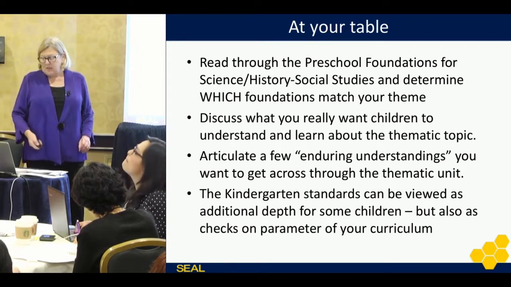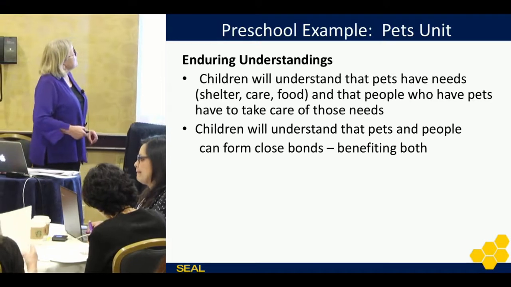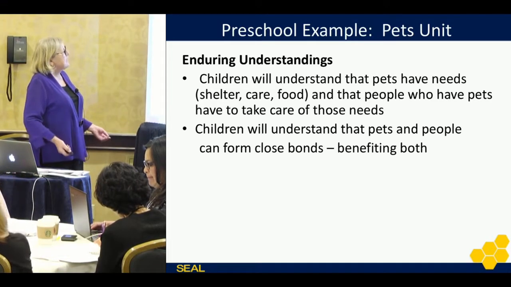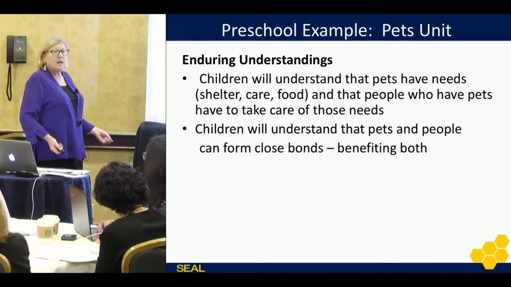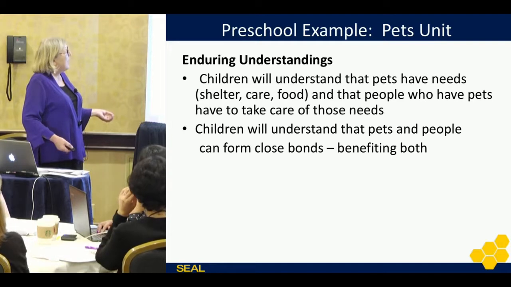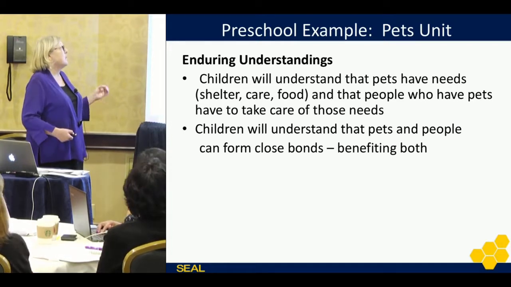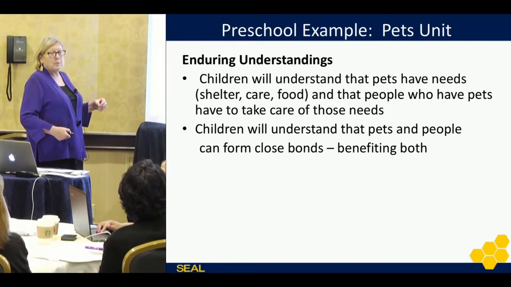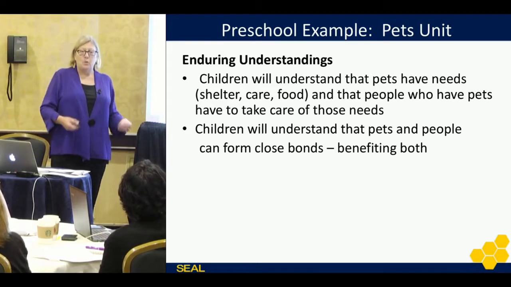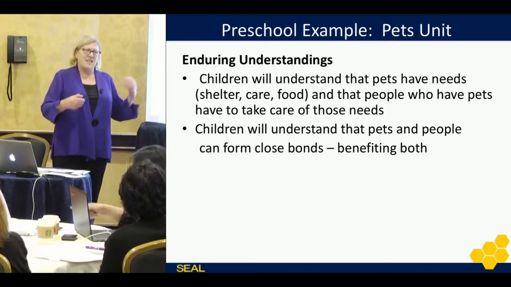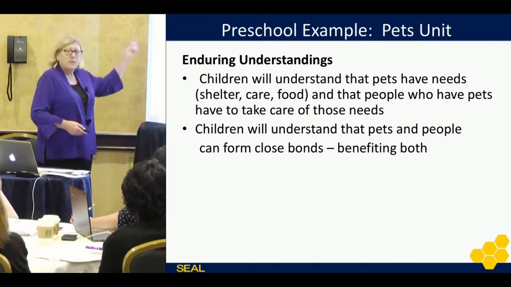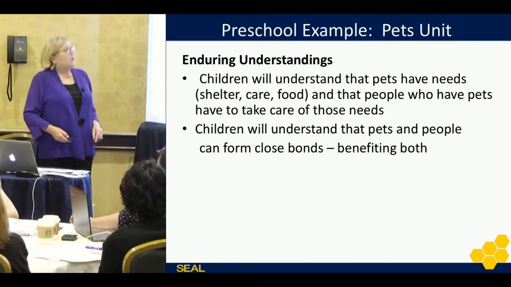So I'm going to give you some examples. Here's from a preschool pets unit, the enduring understanding. We just want kids to understand pets have needs and what those are, shelter, care, food, and that people who have pets have to take care of them, and that pets and people can form close bonds that benefit both. That's why, at the deepest level, the teachers were feeling like we want to do a pets unit. Yeah, it's neat to learn about cats, and it's neat to learn about snakes and all those things, but this is the deep, enduring reason.